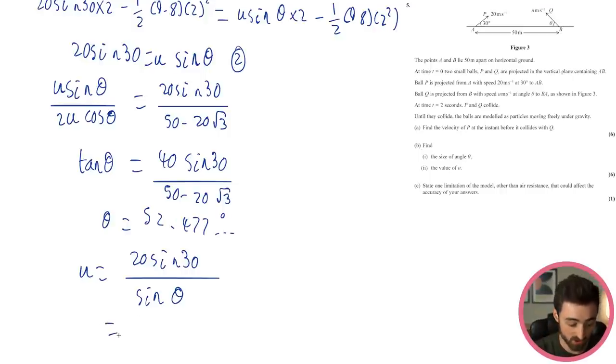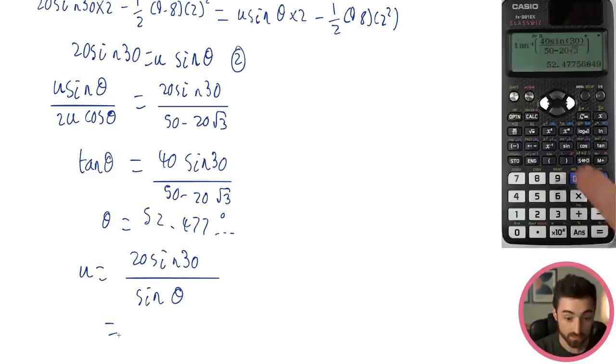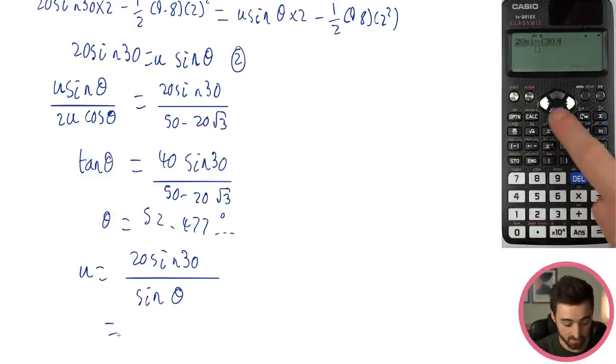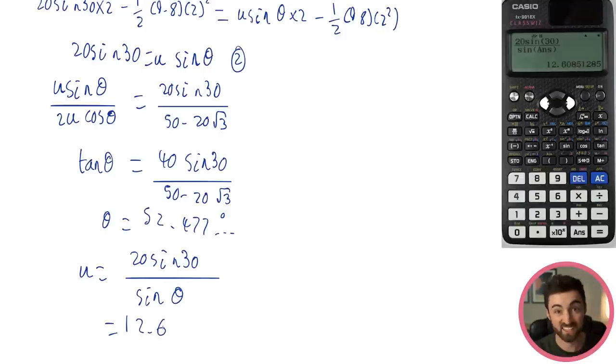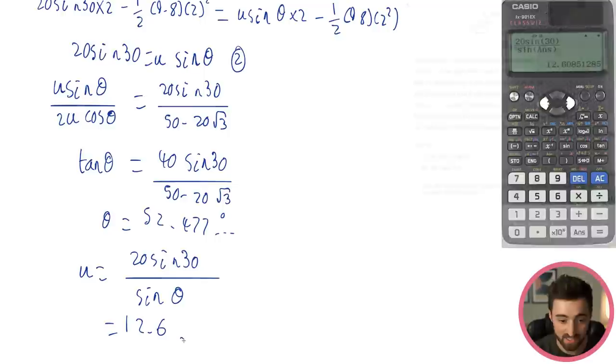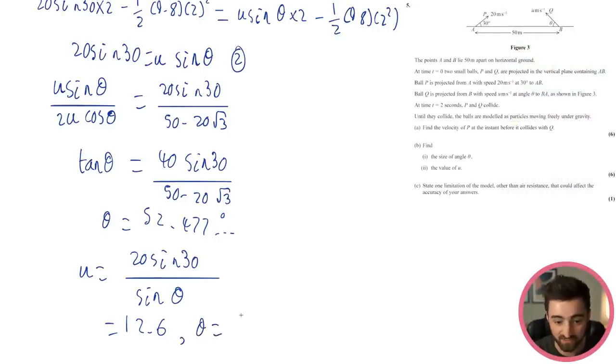So I'm going to write the following. 20 sine 30 divided by sine of ans, okay? And then this is going to get me 12.6 to 3 significant figures. So now I'm going to round that. So I'll say u is 12.6. And then theta to 3 sig fig is going to be 52.5 degrees. Whew, a lot of pretty dense maths there.